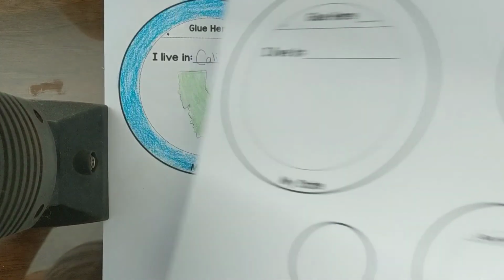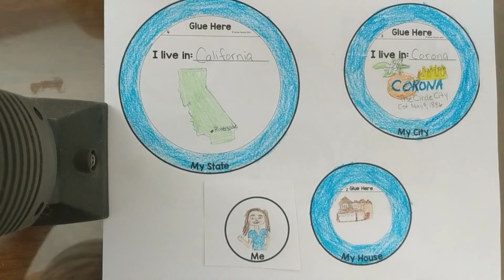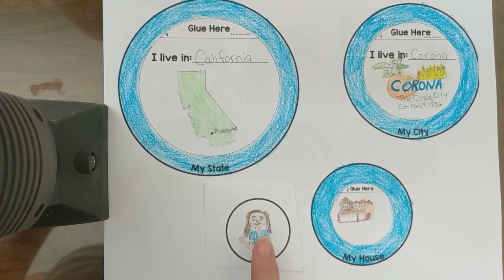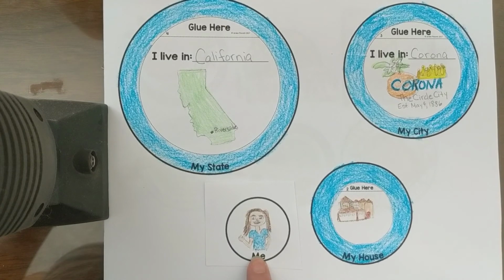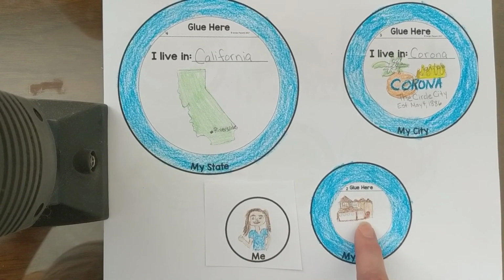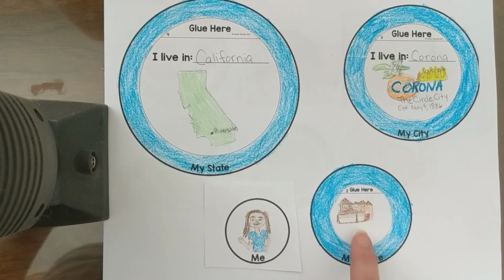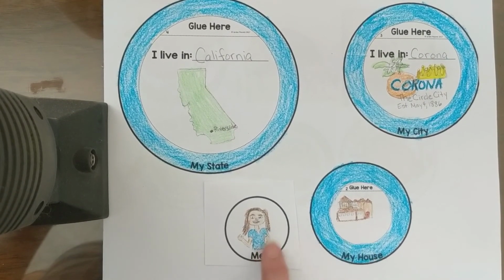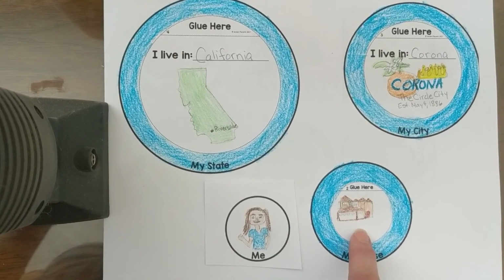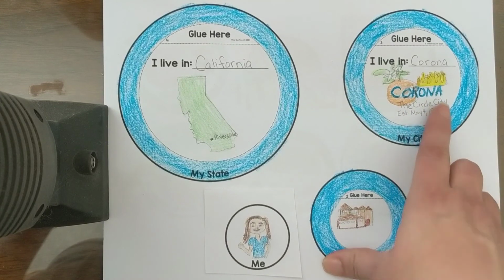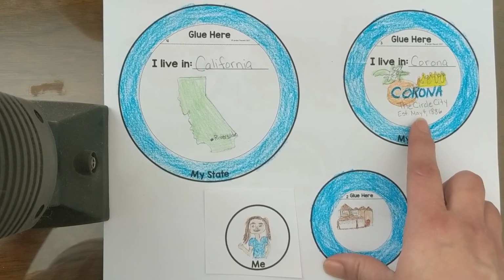Okay, when you are done coloring, it should look something like this. I drew a picture of me. I tried to make it look as best as I can what I look like. I drew a picture of my house. I tried as best as I can to make it look like my house. Okay, just do your best drawing. And then I live in the city of Corona, so I drew the symbol that Corona uses.